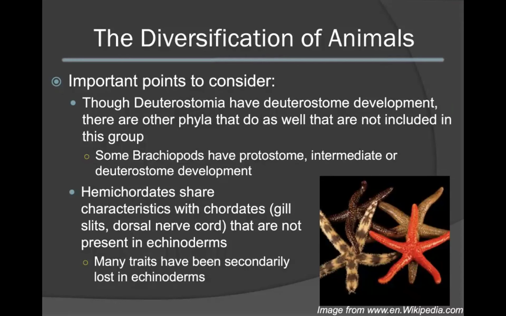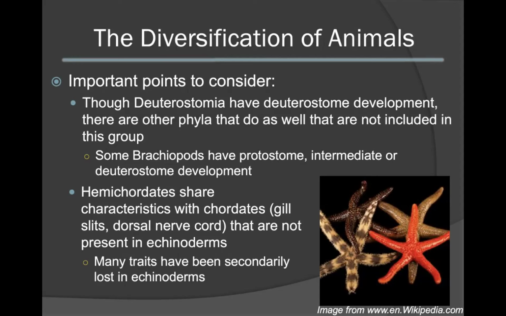When examining the phylogeny of animals, it is important to remember a few key points. Though we can state that animals that are classified within the clade Deuterostomia all have deuterostome development, this does not represent the fact that there are some other organisms that have been grouped in other lineages that also have deuterostome development. Thus, this clade is not all-inclusive to all deuterostomes. For instance, some brachiopods are known to have protostome, deuterostome, or even intermediate modes of development.